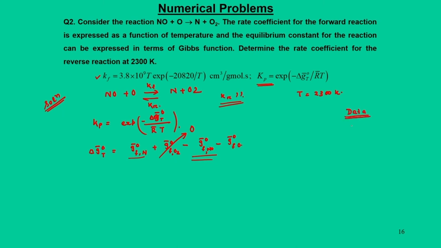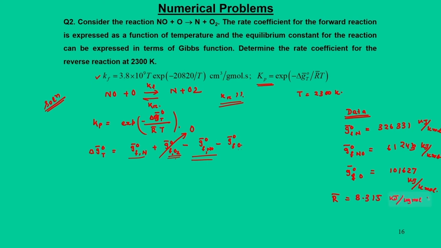from thermodynamics books, and this number I can write as, for nitrogen it is 326331 kilojoule per kilomole. For NO, this number is 61243 kilojoule per kilomole. For oxygen, you have seen 0 for O2 because it is a stable gas. Oxygen atom is not a stable gas, so we have to find its Gibbs function. This number is 101627 kilojoule per kilomole. So, by inserting this value, and we have R bar is equal to 8.315 kilojoule per kg mole Kelvin.